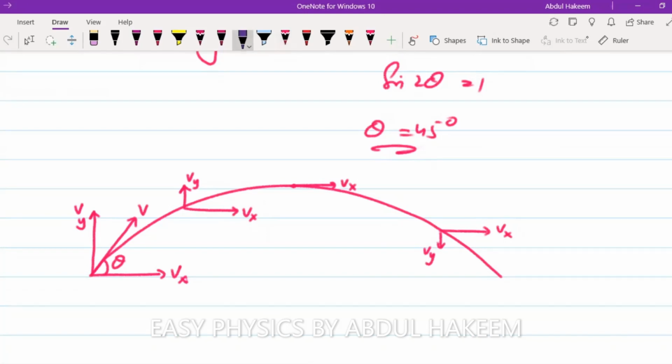Now, if the air is there, then definitely the air will oppose the horizontal component and the vertical component both. Then this will be the path of the projectile in the presence of the air. Meaning this is the trajectory in the absence of the air, and this is the trajectory in the presence of the air.